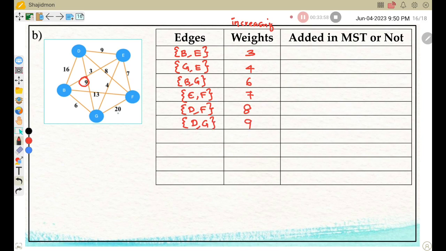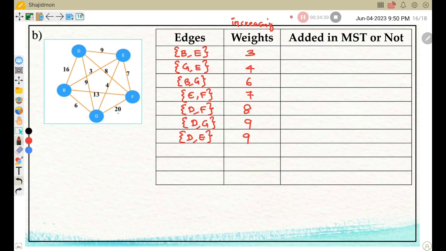DG, 9. Correct. Now after 9, again one more 9 is there. What is that? This one. BE. Correct. One more 9 is there after DG, that is next. Sorry, not that 9. Next 9 here. DE. So I can write D and E. 9. So that also done.